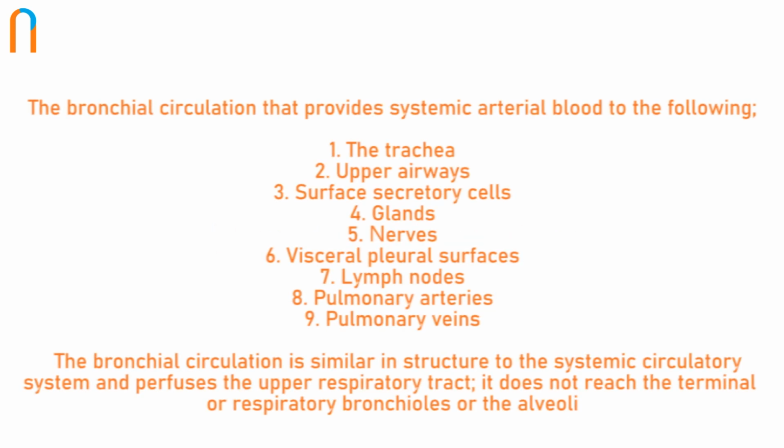The bronchial circulation is a distinct system, separate from pulmonary circulation in the lung, that provides systemic arterial blood to the trachea, upper airways, surface secretory cells, glands, nerves, visceral pleural surface, lymph nodes, pulmonary arteries, and pulmonary veins. The bronchial circulation is similar in structure to the systemic circulatory system and perfuses the upper respiratory tract. It does not reach the terminal or respiratory bronchioles or the alveoli.